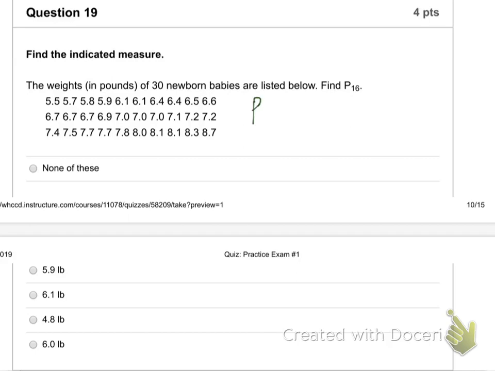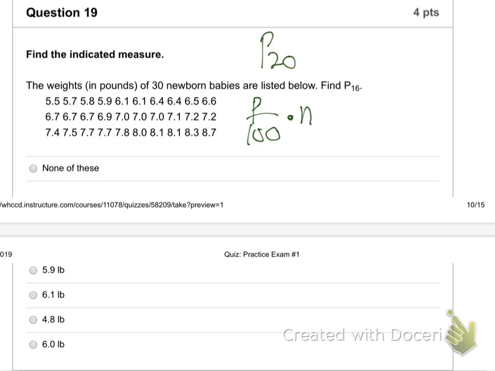So what if I did P over 100 times N, and what would be one that would come out that way? Oh, yeah, let's do P20. That'll come out that way. So let's redo it and pretend they asked for the P20.